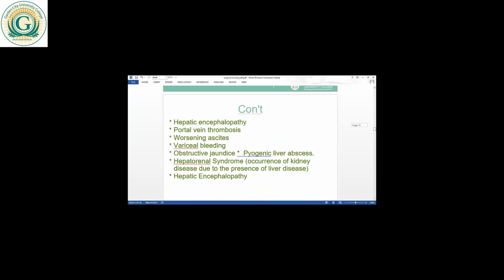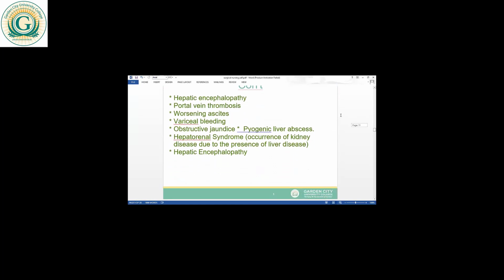Complications of liver cancer. The complications are hepatic encephalopathy, portal vein thrombosis, worsening ascites, variceal bleeding, obstructive jaundice, pyogenic liver abscess, and hepatorenal syndrome, which is the occurrence of kidney disease due to the presence of liver disease.